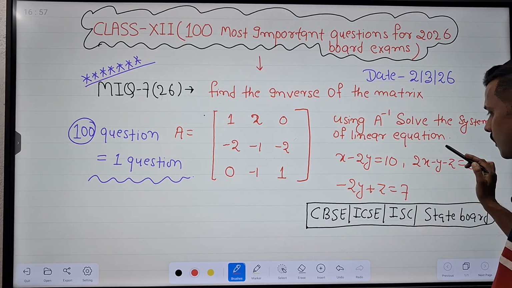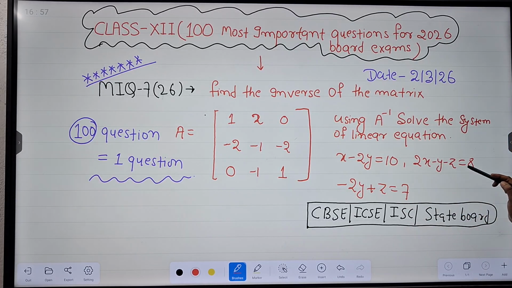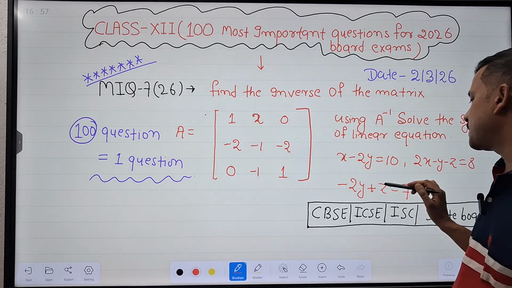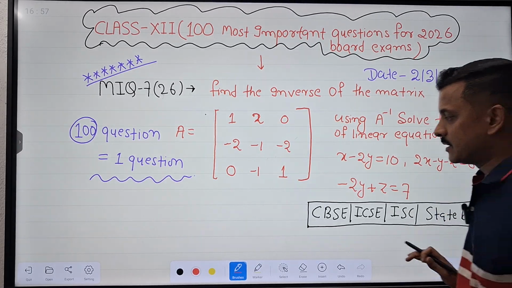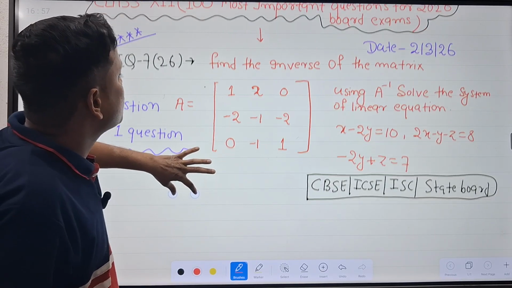Solve the system of linear equations x minus 2y equals 10, 2x minus y minus z equals 8, and minus 2y plus z equals 7. So now, without wasting time, I am going to solve this question.